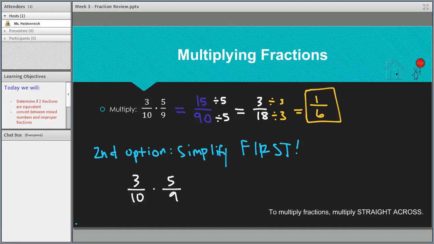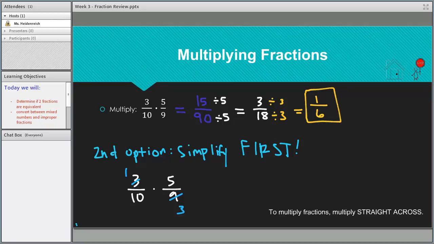Now that's one way to do the problem. You can also choose to simplify first. And the way that you do that is you look in numerators and denominators and see if there's anything you can simplify. For example, 3 and 9 share a common factor, which is 3. So 3 divided by 3 is 1, and 9 divided by 3 is 3.